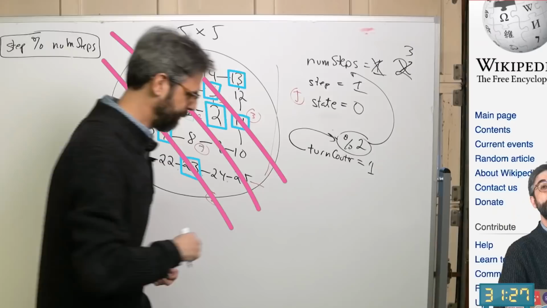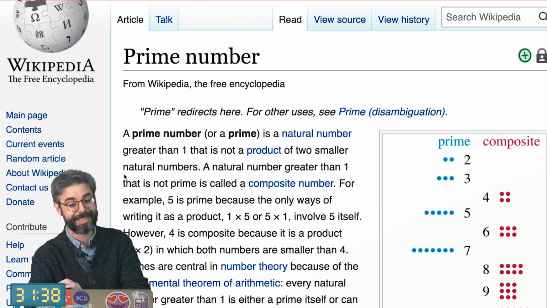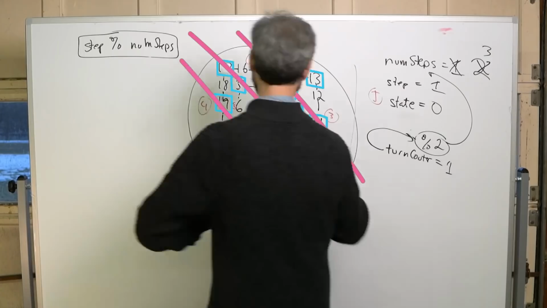Oh dear. I have made a terrible, terrible mistake. The definition of a prime number, my definition was pretty correct, but I missed a very important point, which is to say a prime number is a natural number greater than one. So let me come over here and erase this and fix it. The one is not a prime number.